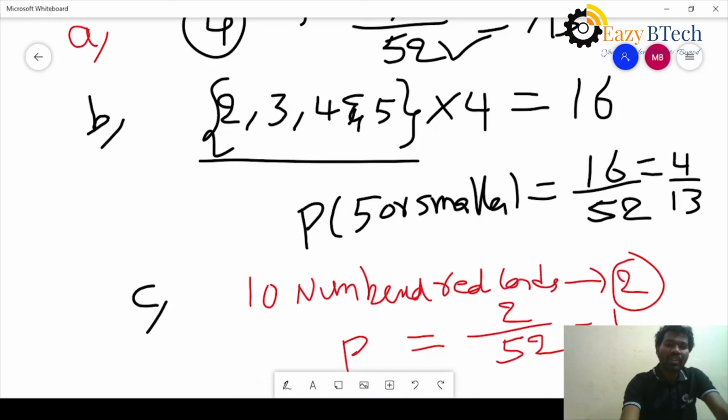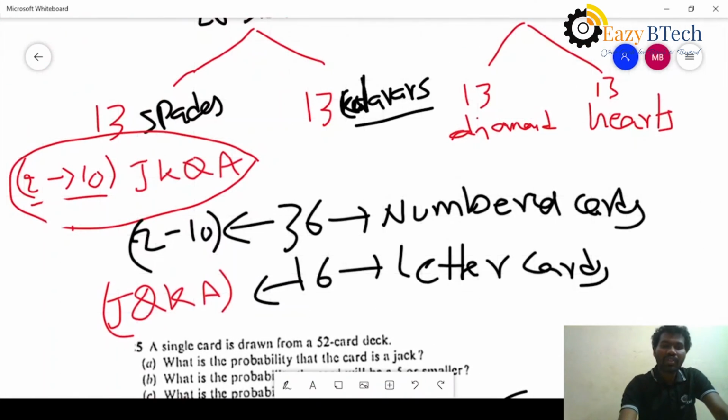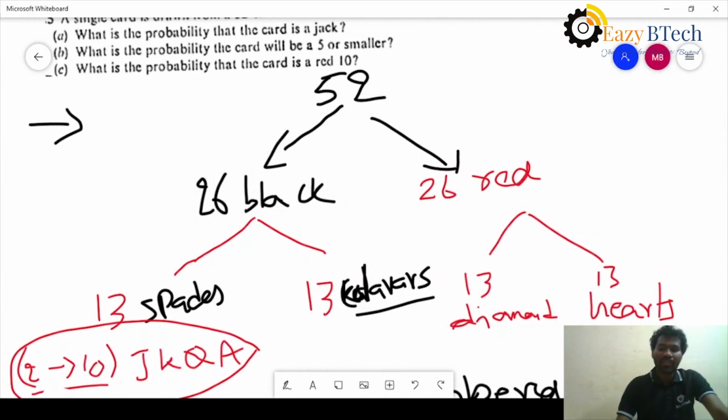So before doing any problem, we should know this flow diagram. How many cards are there? How many black cards are there? How many red cards are there? In black cards, there are two sets, one of 13 and another of 13. And in red cards, also there are two sets, 13 diamonds and 13 hearts. So total 4 13s, equal to 52 cards.